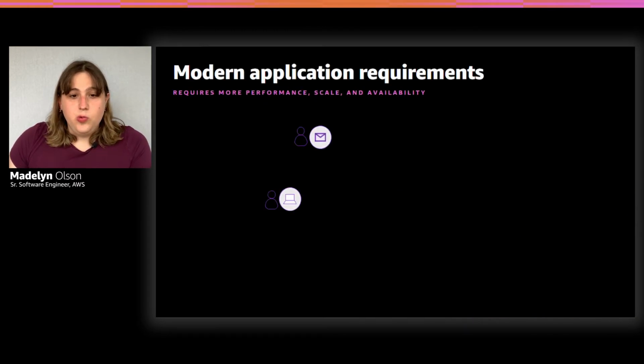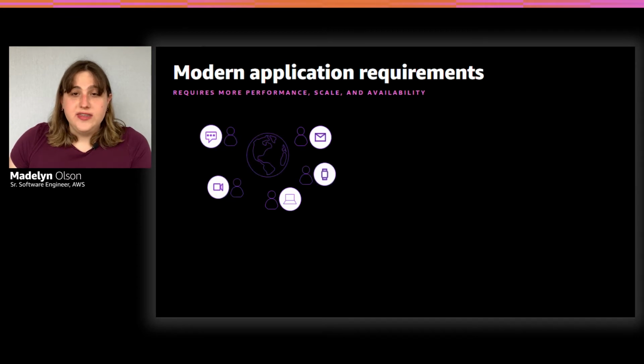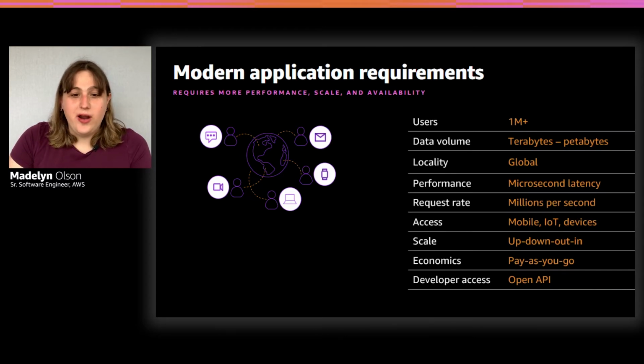So, what sort of problems motivated the need for in-memory databases? The problems that modern applications face today mean they require extreme performance, large scale, and constant availability. In-memory databases are able to solve these problems by providing very high numbers of requests per second with extremely low latency access.